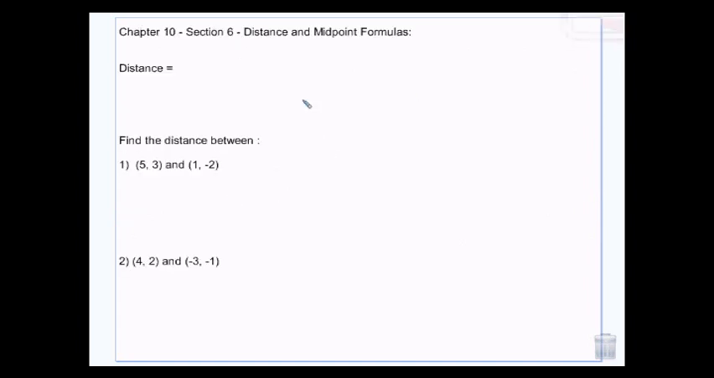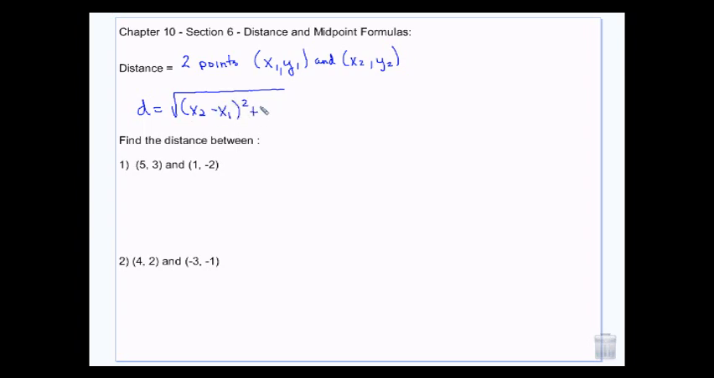If we're given 2 points on a coordinate plane, and the first set of points is x1, y1, and x2, y2. The little numbers at the bottom just mean that this is the first x, and this is the second x. That's all that means. We can calculate the distance between them using this formula. They just indicate that these are 2 different x's. So this is the first x, that's the second x. That's all that means. So here's the formula.